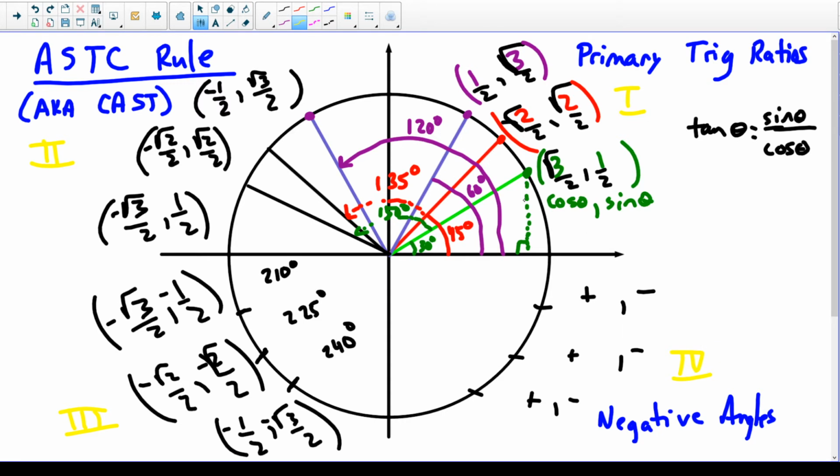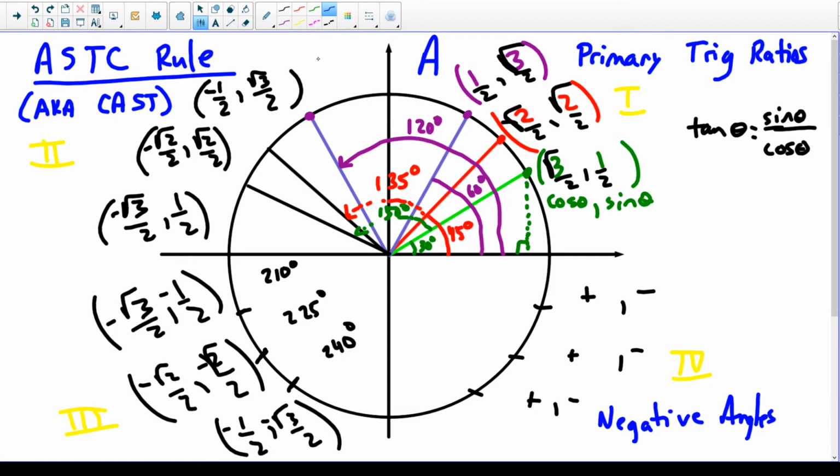In quadrant 1, which ones are positive? Cos, sine, or tan? Well, in quadrant 1, all of them are positive. So you put an A there because cosine is positive all the way down, sine is positive all the way down, and if tangent is equal to sine over cos, tangent is also positive.